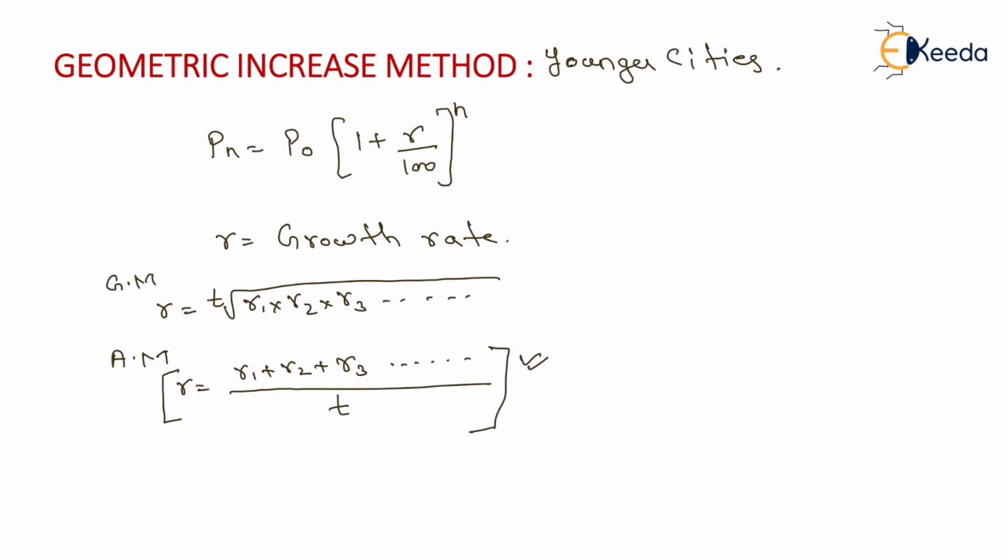Now the arithmetic method is used for older cities, the geometric method is used for younger cities, and the average population will be calculated by the incremental increase method. Now two more methods are there. First one will be the decreasing rate of growth method. Now this method has never been asked in the GATE exam, but we will study this topic for our knowledge purpose.